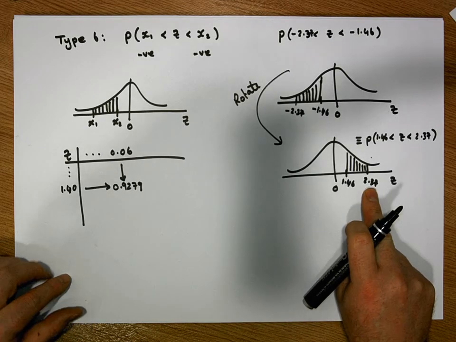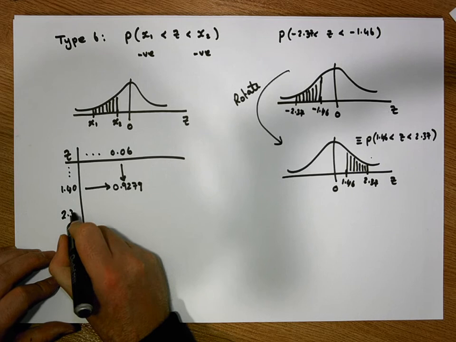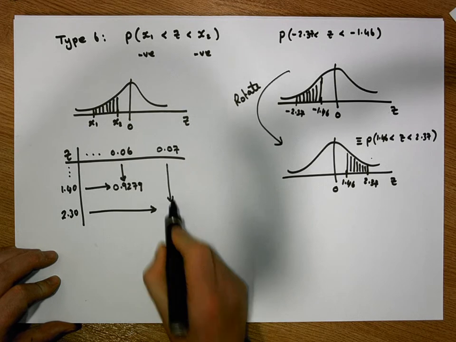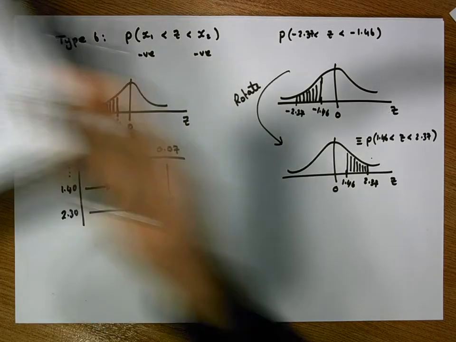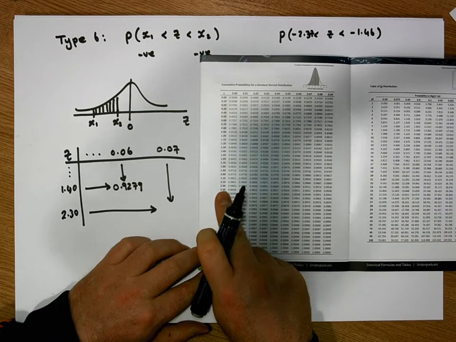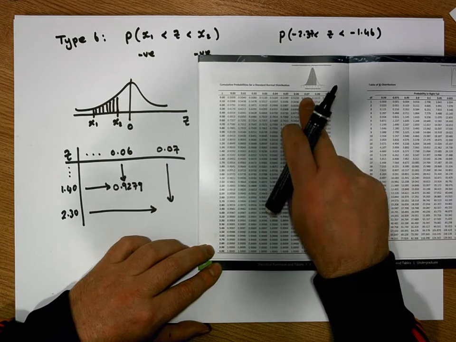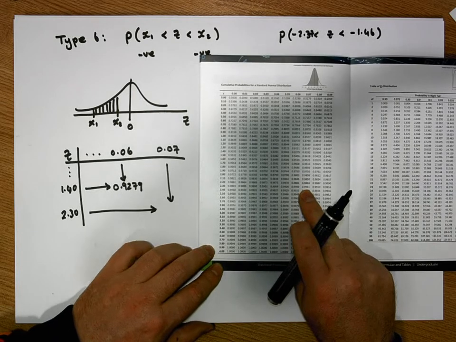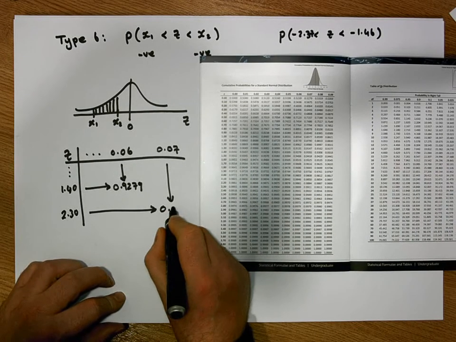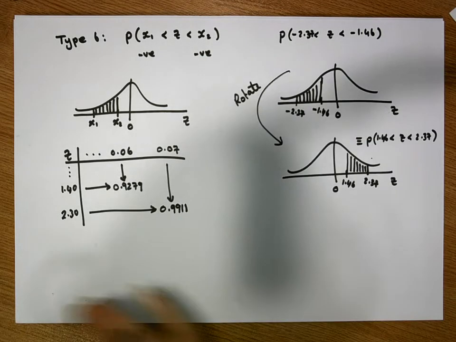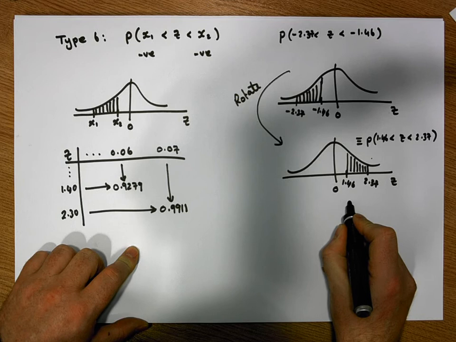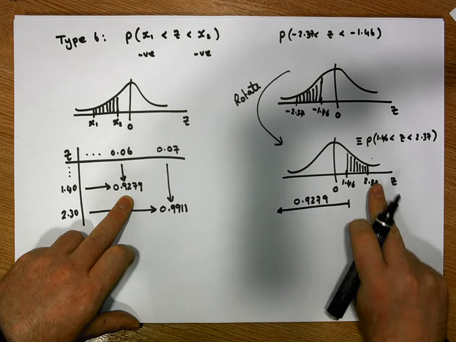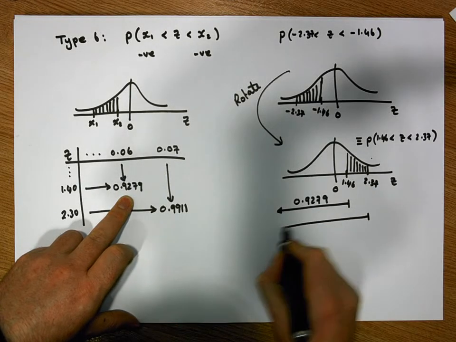Now when we look up 2.37 on our tables, we come down to 2.3 and we come across to the column labeled 0.07, and we triangulate in to give us the area to the left-hand side of 2.37, which gives us a value of 0.9911. In other words, when we look up 1.46 on our tables, it gives us the area to the left-hand side of it, which is 0.9279. And when we look up 2.37, it gives us the area to the left-hand side of that, which is 0.9911.